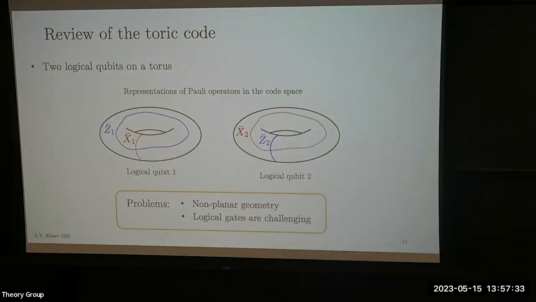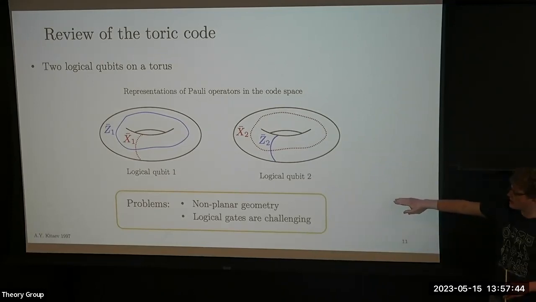This is great, we can store information now. It's well protected from local errors, but there are some practical issues. One issue is that this is a non-planar geometry. That is a challenge for certain platforms, especially if we want to preserve locality. Now, some platforms can realize these non-planar geometries and have, but if we want to put this code on a wide array of platforms, then it's ideal to have a planar geometry and store quantum information in plane.